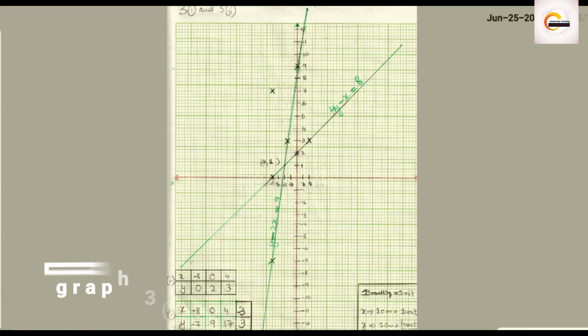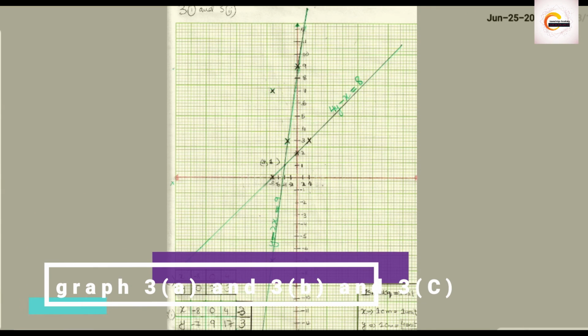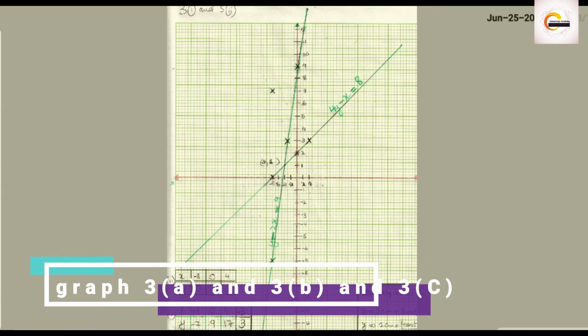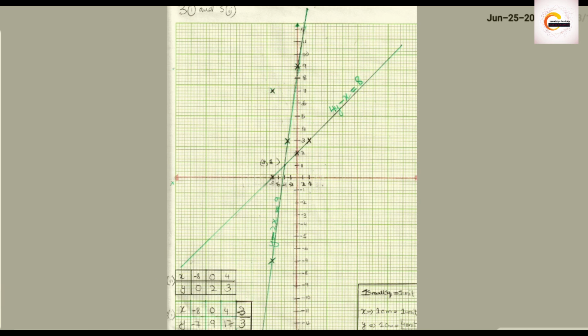Now for the graph of 3 part A and 3 part B, I have already made the graph, and now I'm going to give you a small idea about how to make a perfect graph. First of all, we have to make a scale. As it was already given in question number 2, 1 centimeter represents 1 unit on the x-axis, and 1 centimeter represents 4 units on the y-axis.